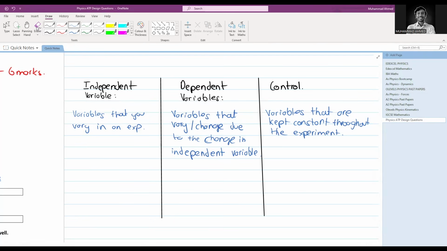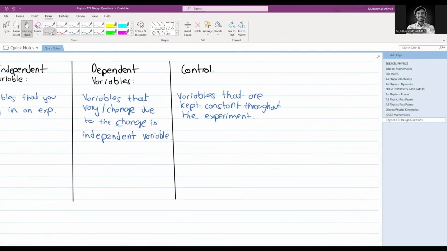Now, what are these variables? What are the control variables, or the variables that we need to keep constant throughout the experiment? Now, here is a key point.